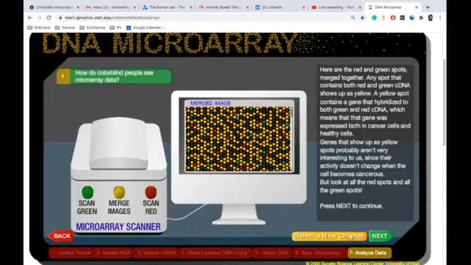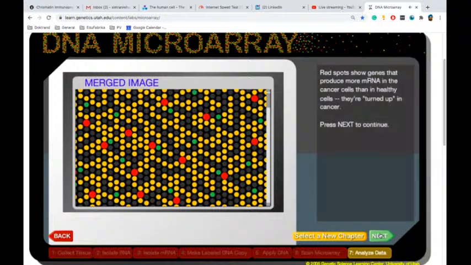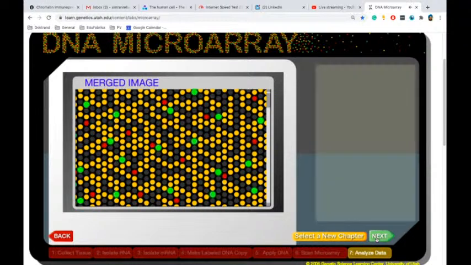So red spots are the genes that are present specifically in the cancerous cells, and the green spots are genes specifically present in the healthy cells. So we can say that the cancerous cells are becoming cancerous because of these genes, and healthy cells are staying healthy because of these genes. So that's how DNA microarray helps us to differentiate between different things. A red spot shows genes that produce more mRNA in the cancerous cells than in the healthy cells, genes that turned up in cancerous cells. And the green spot shows the genes which turn down in the cancer cells.